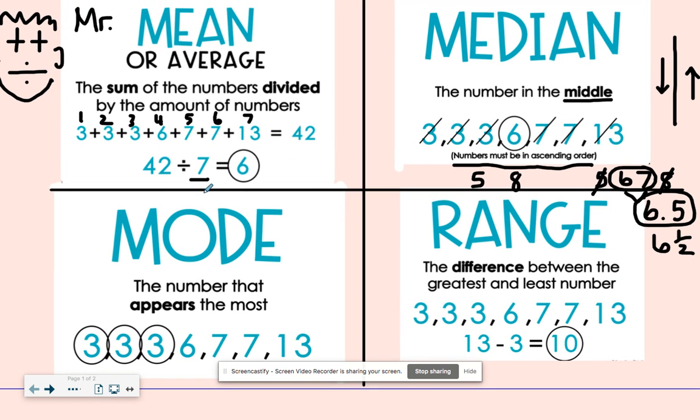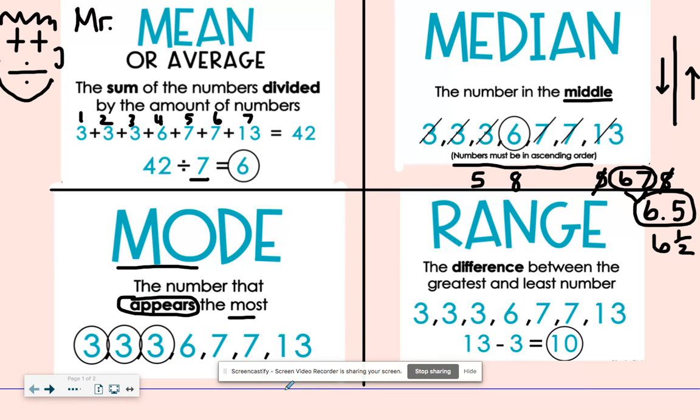Our next one is mode. Just like the first letters in mode, this one is the most. Now, when it means most, it doesn't mean that it's the one that's the highest value. It means the one that appears the most. So it's the one that shows up the most amount.